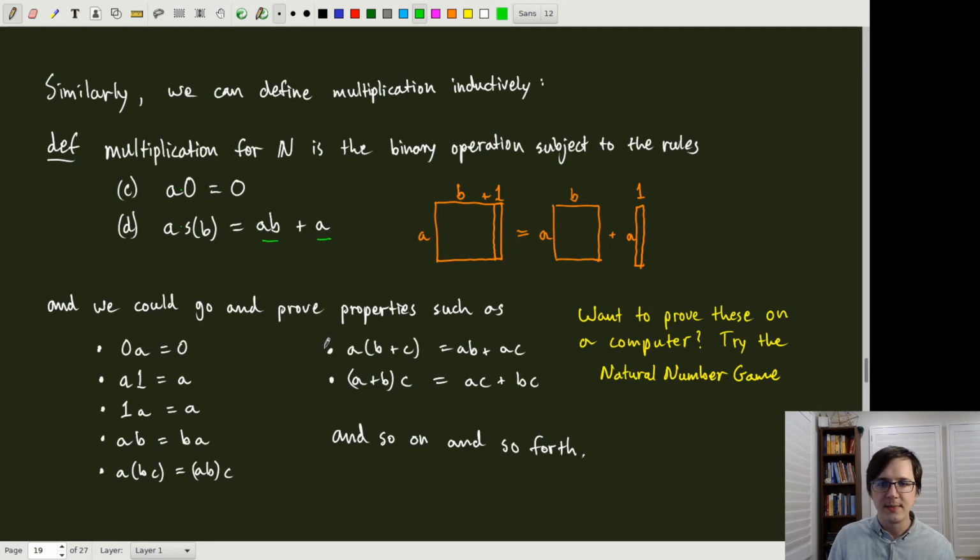Like before, we can turn this into a completely valid inductive definition. I'll skip those details here. And so it's this well-defined thing. And so we could go on and prove a whole host of other properties, like multiplying by 0 on the other side of a is 0. Multiplying a by 1 on either side is the original number. So 1 is an additive identity, or I mean a multiplicative identity.